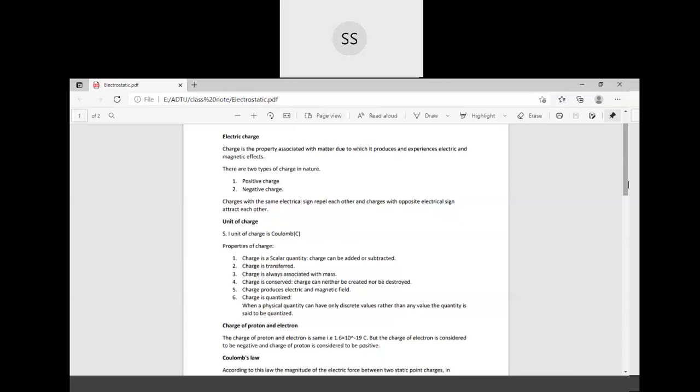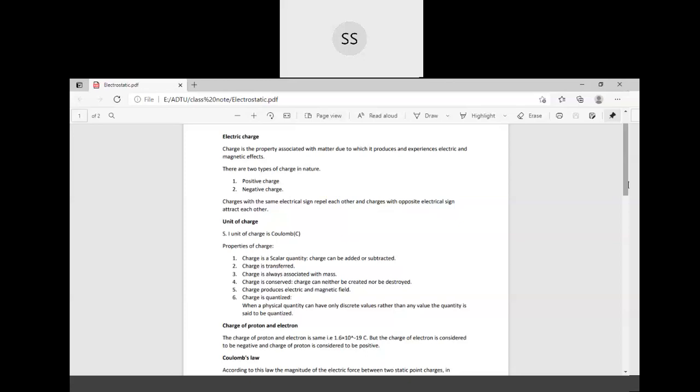Next, charge is always associated with mass. We know that a charge is a very small thing, right? Which cannot be seen with the naked eye. Only with the help of a high resolution electron microscope can charge be seen. But still, it has some mass. The mass may be negligible, but it has some mass. Next, charge is conserved. That means charge can neither be created nor be destroyed. Charge produces electric and magnetic field.